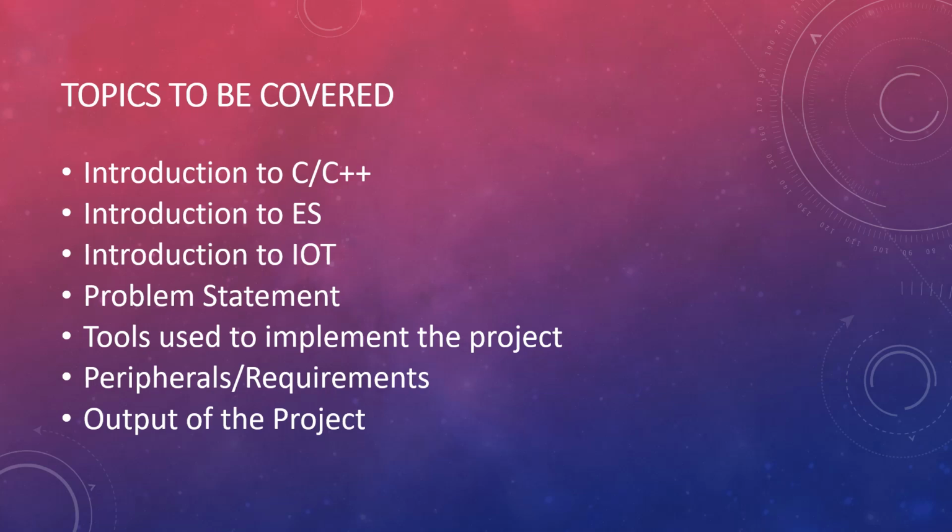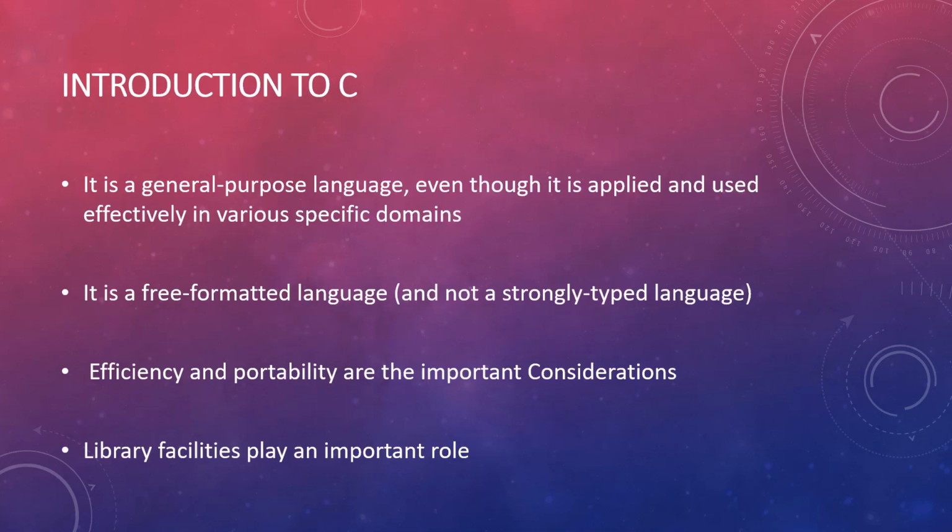So let's start with introduction to C and C++. Introduction to C. C is a general purpose programming language which is designed to be used across a wide variety of application domains, not limited to a specific problem or area. C fits this description perfectly as it can be used for everything from operating systems and embedded systems to desktop application, network programming, and even games.